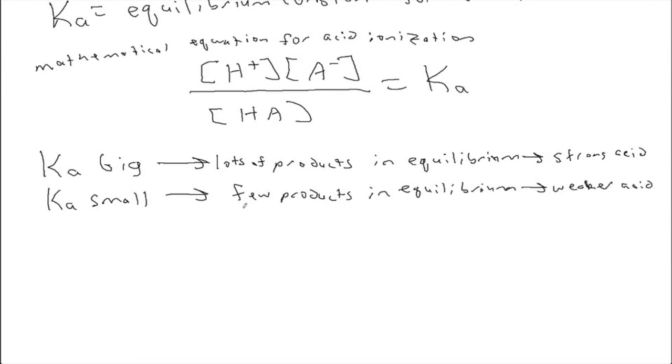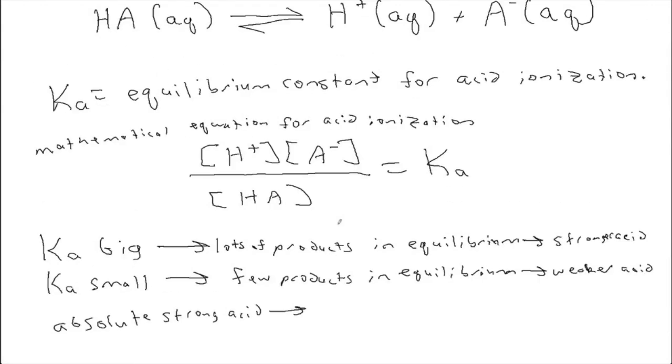Now, in general, the stronger the acid, the bigger the Ka, and the weaker the acid, the smaller the Ka. Now, let's say you have an absolutely strong acid. What's the definition of an absolutely strong acid? Something that donates 100% of its hydrogens. So notice that for that case, the Ka would kind of be undefined.